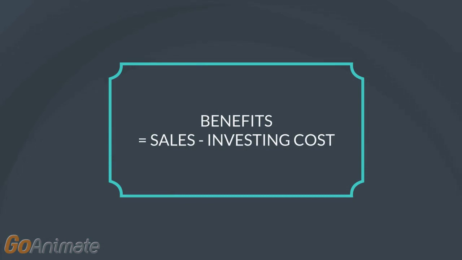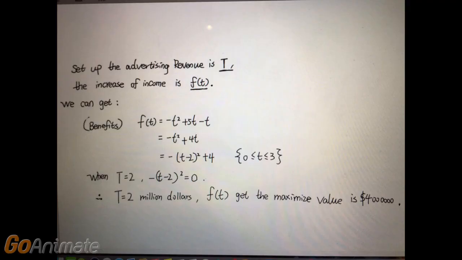Firstly, we need to know a formula: the benefits equal the sales minus invested cost. And then we can set up the advertising revenue as $10 million, the increase of income is FT. And then we can get the benefit is that the FT equals the minus t squared at the 40 minus t. And then we can get the result as the negative t minus 2 squared and at the 4. By the way, the t greater than or equal to 0, less than or equal to 3.